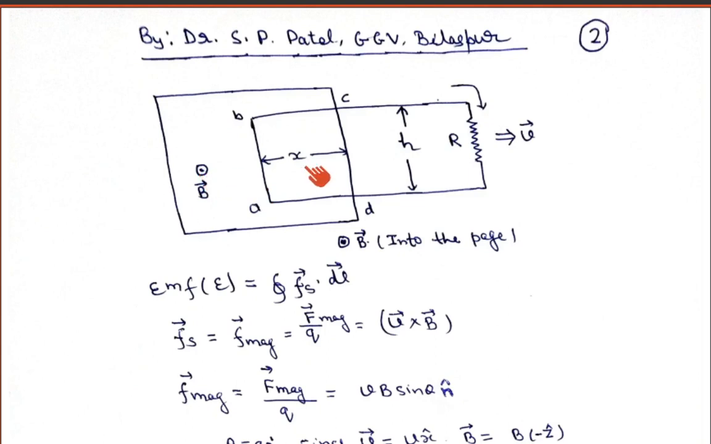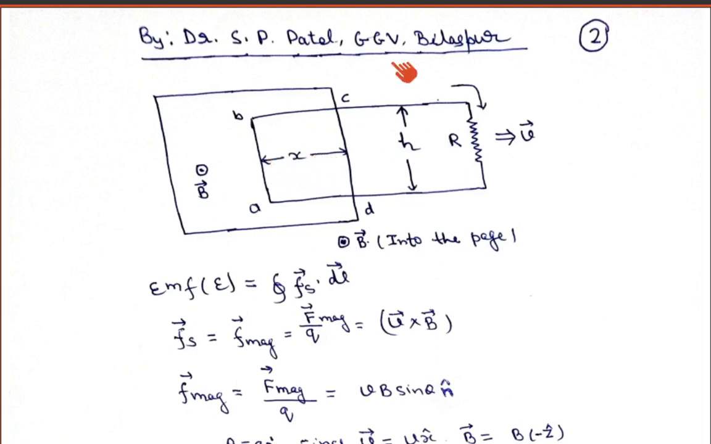So as we have learned in the previous case, when the circuit is moving with velocity v, there is a motional EMF. Here we know that EMF can be defined as the line integral over a closed path of Fs dot dl, where Fs is the source force per unit charge.